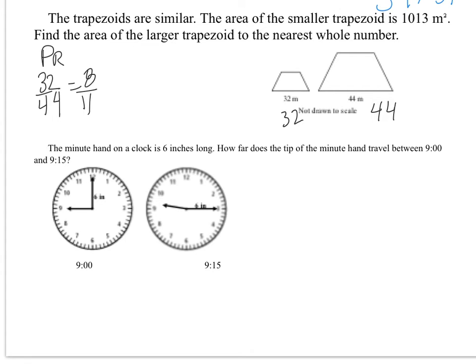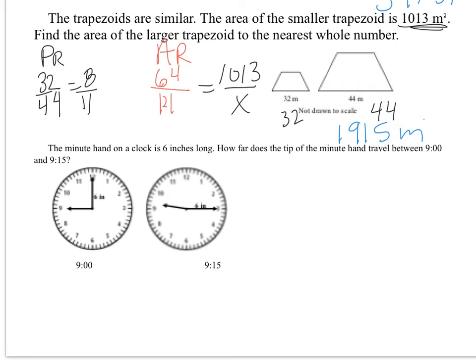Once I have my perimeter ratio, I need to figure out my area ratio. Now if you don't reduce your perimeter ratio, that's fine. You should still get the same answer as me. So now my area ratio, just joking, I forgot a 2 right there. My area ratio now can be set equal to, I'm giving you the smaller, so that should be across from my smaller ratio. And it's asking what's the area of my larger. Cross multiply and divide, and it says to the nearest whole number, so it'd be 1,915 meters squared.